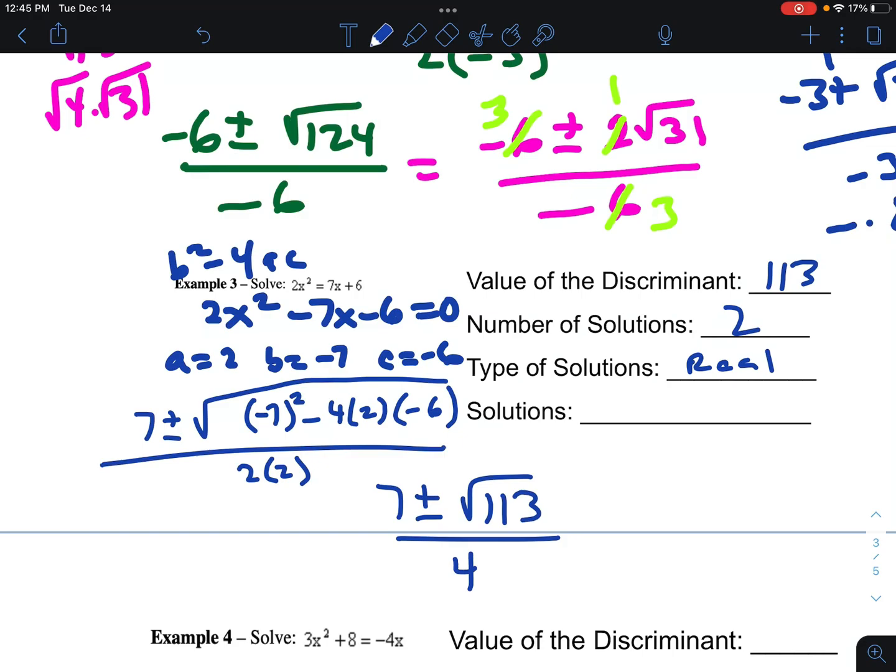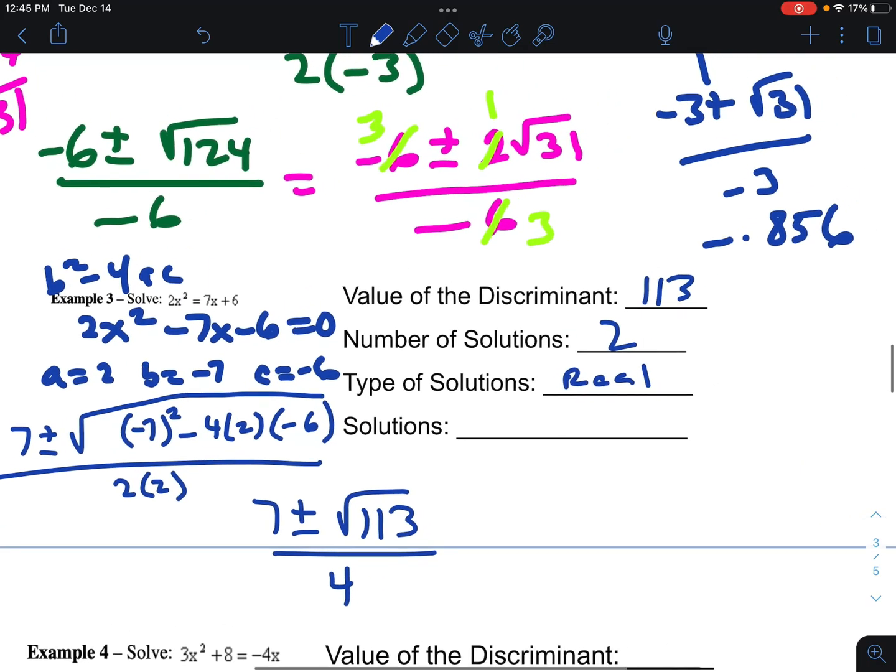113, man, I don't know. Don't think we're going to get too many numbers dividing into 113. That might actually be a prime number. Ain't going to lie. Try 7, last number. Yep, so that's prime. We're not going to be able to simplify this down, so our two solutions would be 7 plus square root of 113 over 4, and 7 minus the square root of 113 over 4.